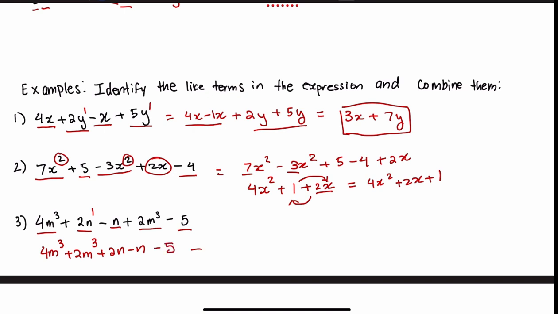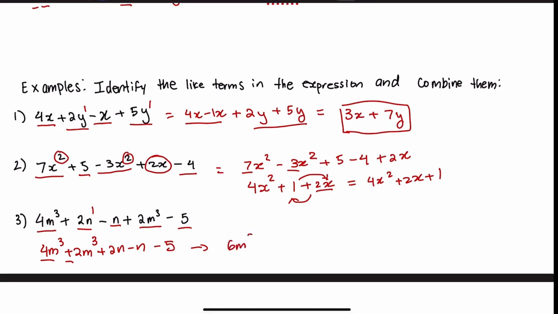Now to solve it, we're just going to be adding the coefficients together. 4 plus 2 is going to be 6m to the power of 3. 2n, so 2 minus 1 is just going to be 1. So this is just going to be n. And the minus 5 is just going to be minus 5. So this is the answer.